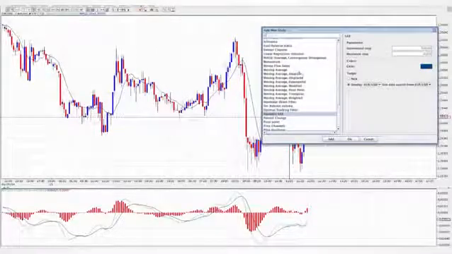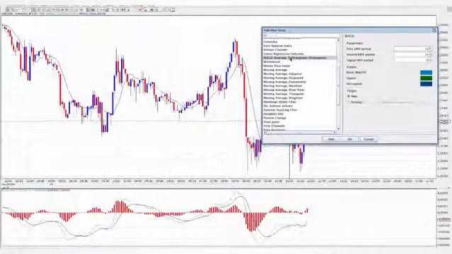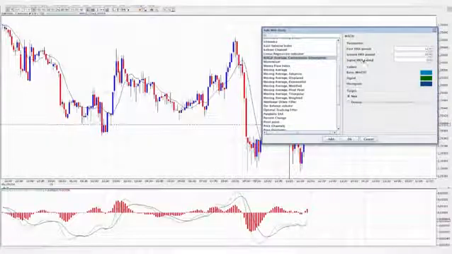Again, just go to Studies, or you can go to Indicators inside your MetaTrader. And here you've got the periods, first 12, second 26. Signal will be 9, and it's exponential moving average, EMA. Okay, so now we've got our indicators in place.